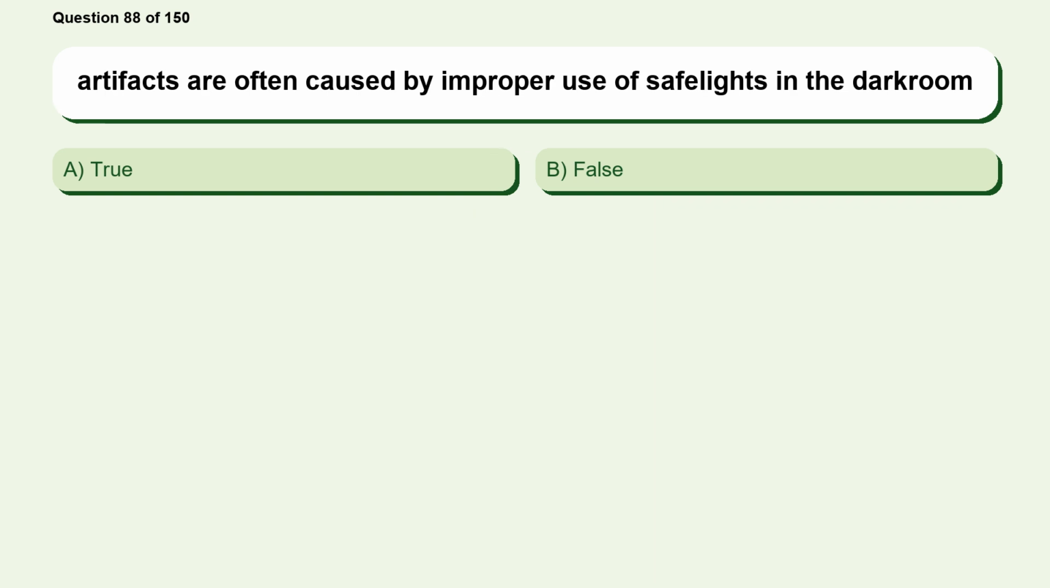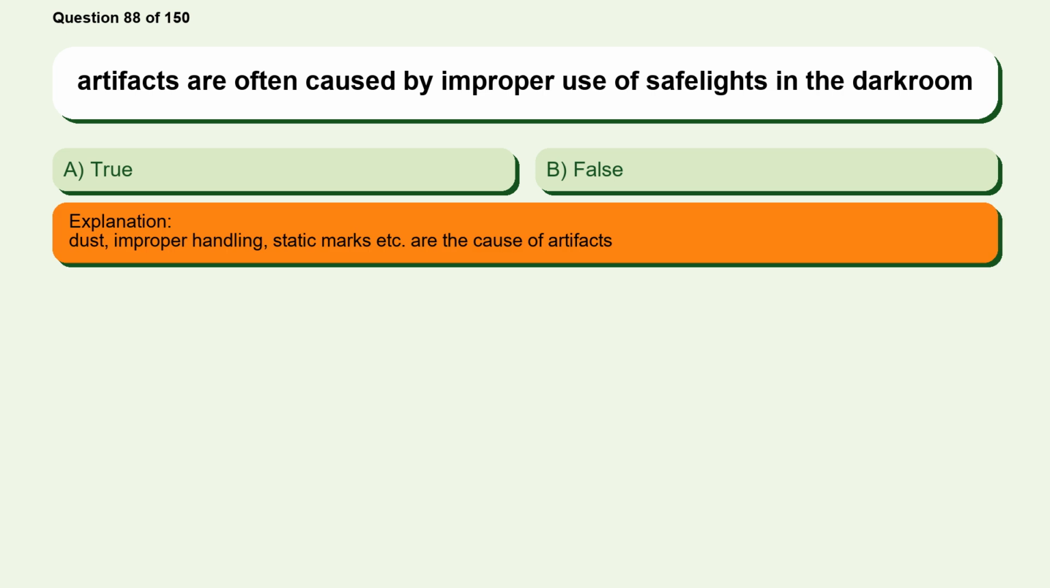Question 88. Artifacts are often caused by improper use of safe lights in the darkroom. Option A, true. Option B, false. The correct answer is option false. Dust, improper handling, static marks etc. are the cause of artifacts.